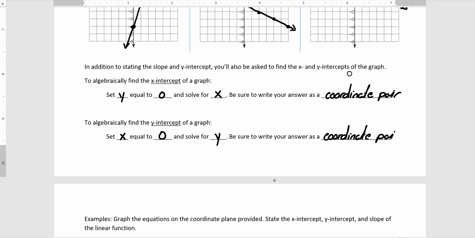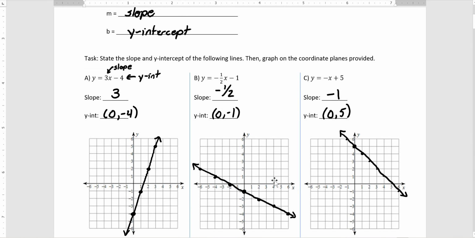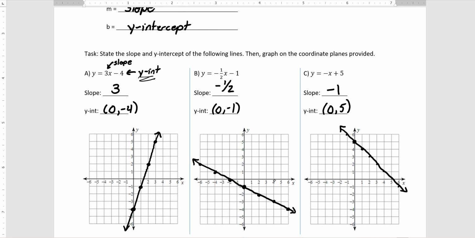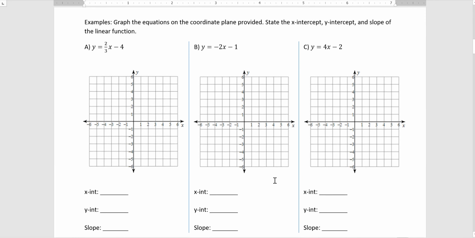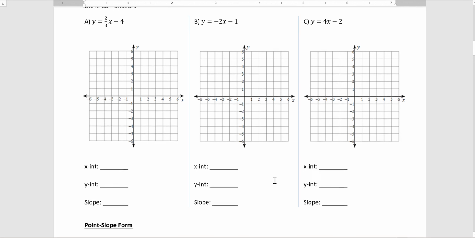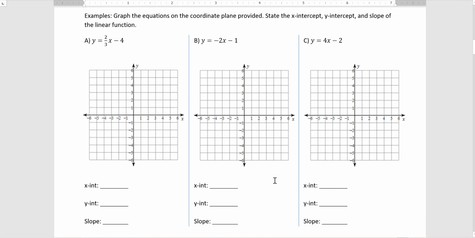We don't need to worry too much about the y-intercept when we're in slope-intercept form, because it gives us the y-intercept in the equation. However, the x-intercept, if we can't find it easily graphically, we're going to have to find it algebraically. So let's look at what we have here. Graph the equations on the coordinate plane provided. State the x-intercept, y-intercept, and slope of the linear function.